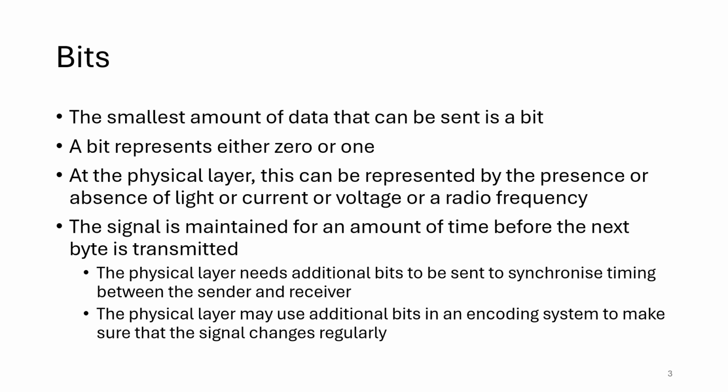The physical layer needs additional bits to be sent to synchronize timing between the sender and the receiver, and the physical layer may also use additional bits in an encoding system to make sure that the signal changes regularly, as otherwise capacitance on the wire or some sorts of communication propagation mechanisms can't cope with a constant communication. And also, changing the bits helps include timing signals into the actual message, which can again help the receiving device understand what message is being sent.